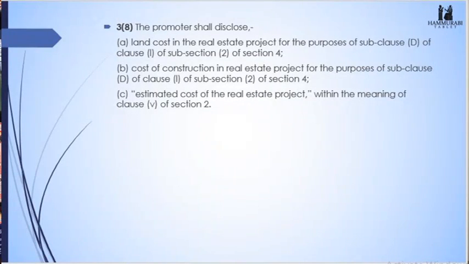The promoter shall disclose. Now in this particular section or rule, the promoter has to give 3 types of cost. Cost number 1, land cost. Cost number 2, cost of construction. And cost number 3, estimated cost of real estate project. So 3 costs will be there in one single real estate project.